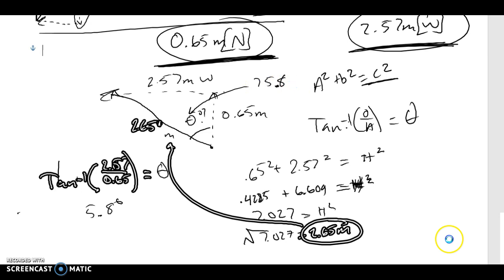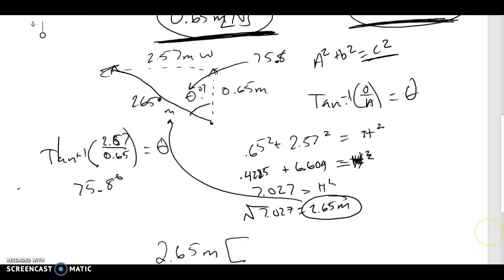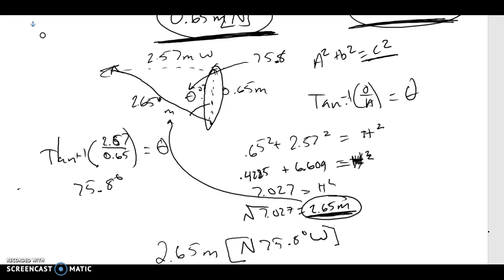All we need to do now is write out this vector in vector format. So our magnitude is 2.65, and now let's find our angle. The baseline is north, there's our baseline that's going up. So you're going north, and you're going to go 75.8 degrees west of that line. And that's your final vector. This is your final answer.